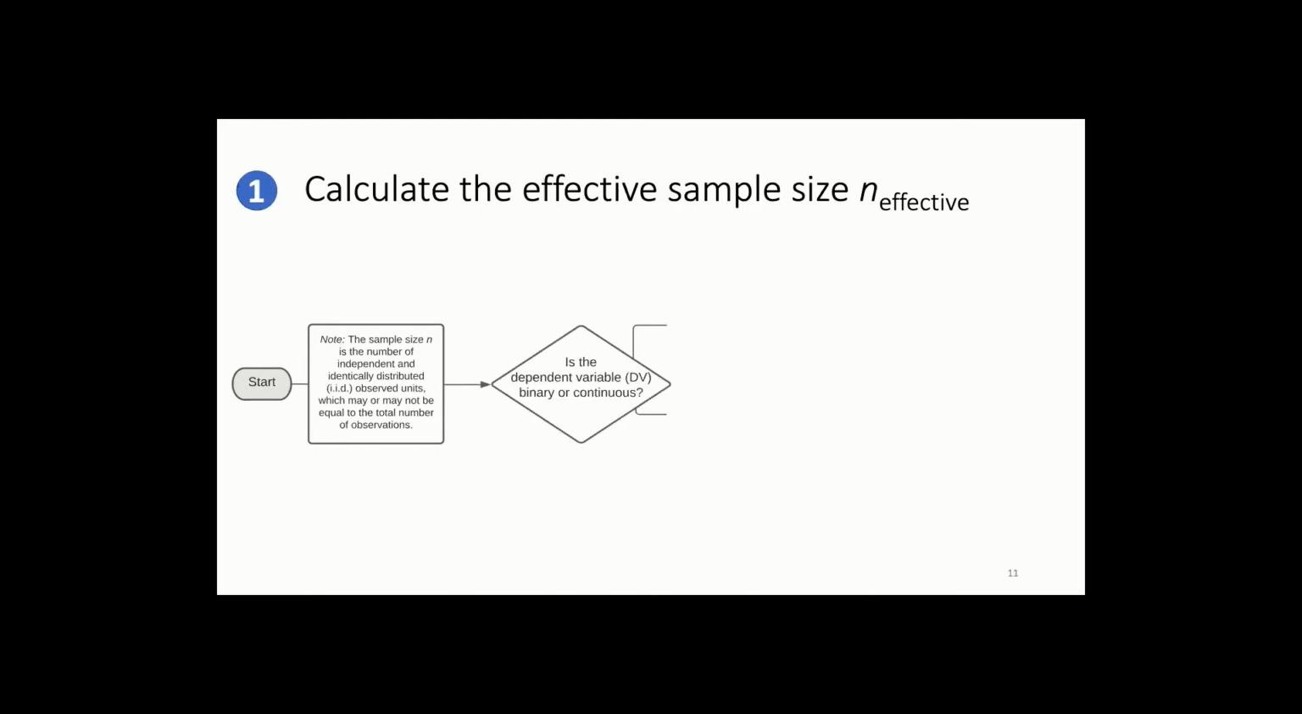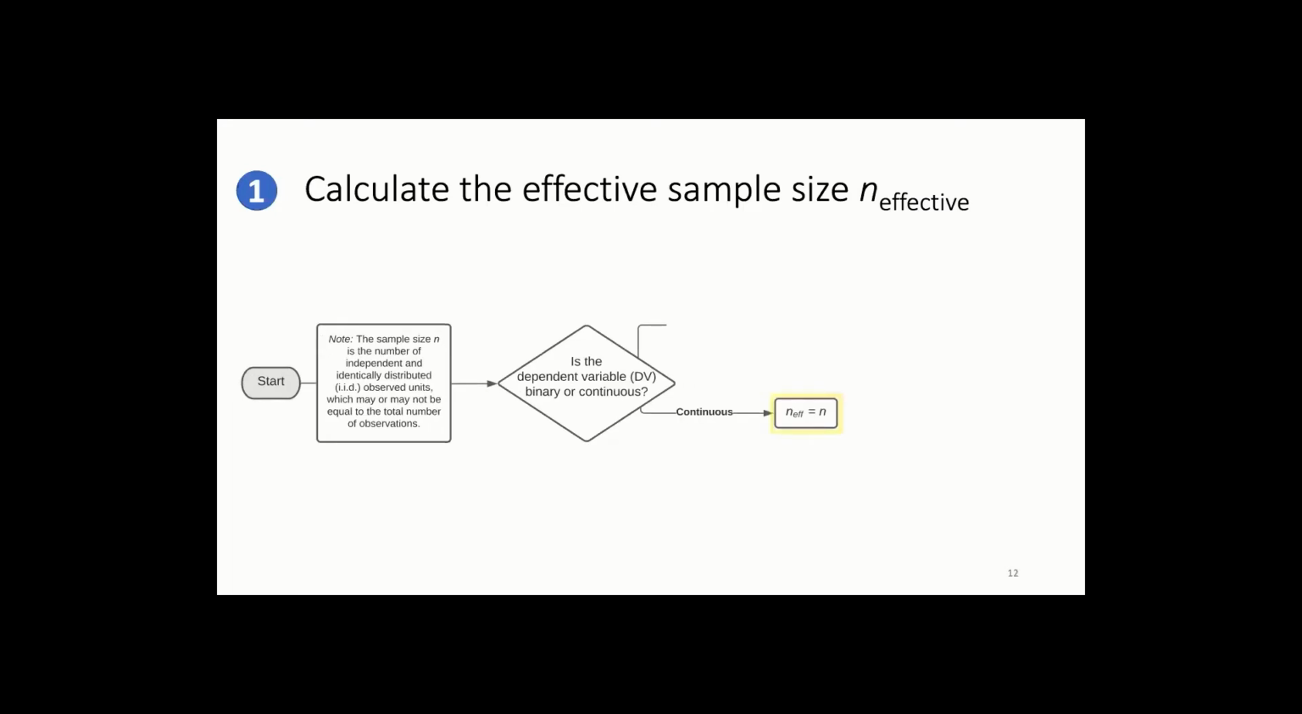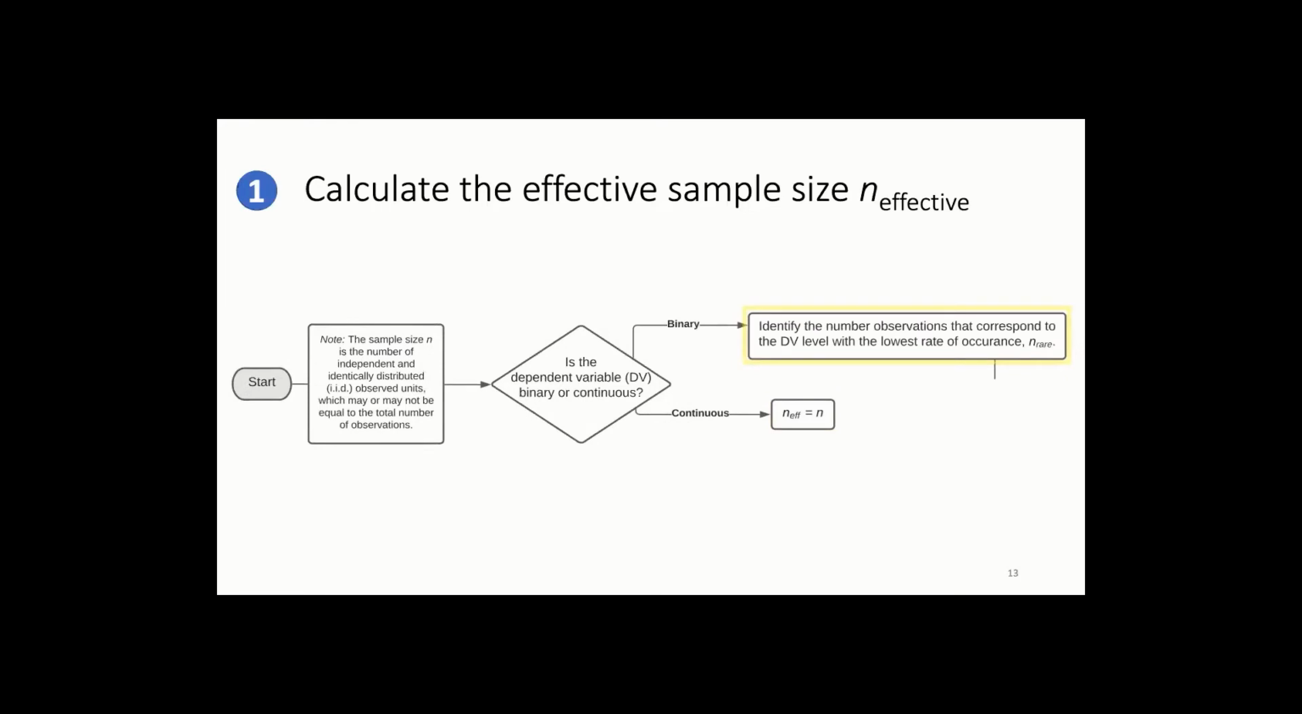Okay, moving on. Is the dependent variable binary or continuous? We're focusing on either binary or continuous dependent variables in this talk since they are most common. Of course, you can have a multivariate dependent variable, you can have categorical dependent variables, but they're not as common. If the dependent variable is continuous, we're going to say that the effective sample size is N, the sample size itself. Now, for binary dependent variables, first we want to identify the number of observations that correspond to the dependent variable with the lowest rate of occurrence.